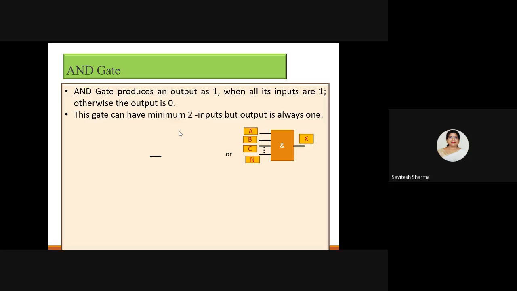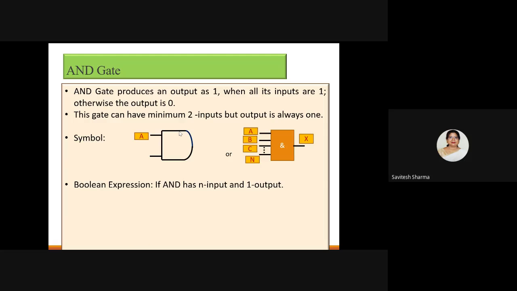Here I am showing the schematic symbol of the AND gate. This is one way of drawing it. Here is an AND gate with multiple inputs, named A, B, C, D up to N, so an N input AND gate, and a single output X. Another symbol that we generally use has inputs A, B, C up to N and one output X. Sometimes you will see this symbol in books also, so don't get confused. This is also the AND gate symbol.